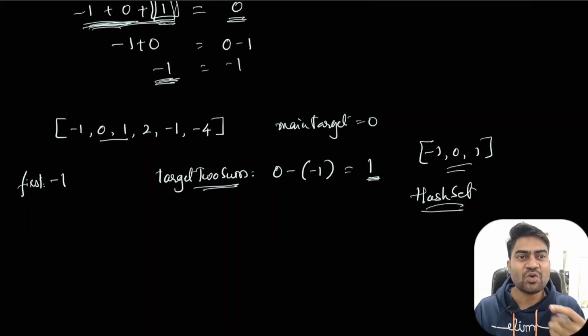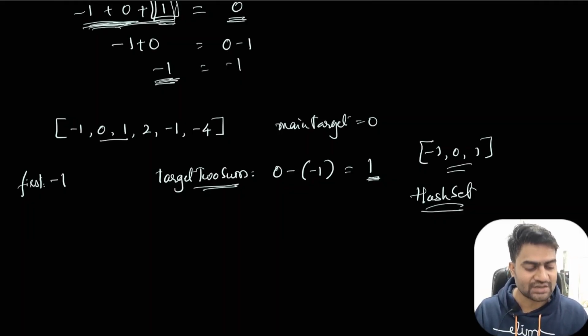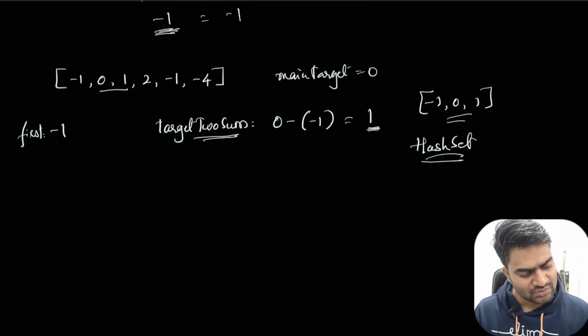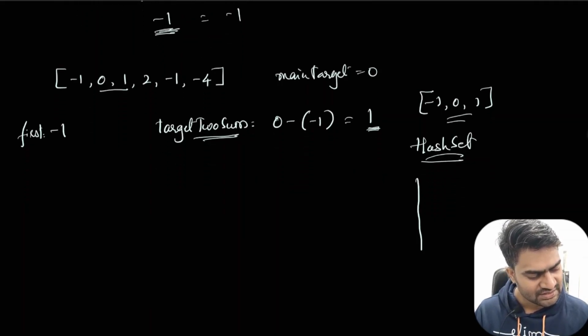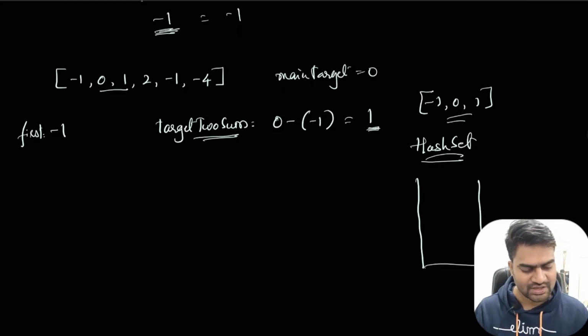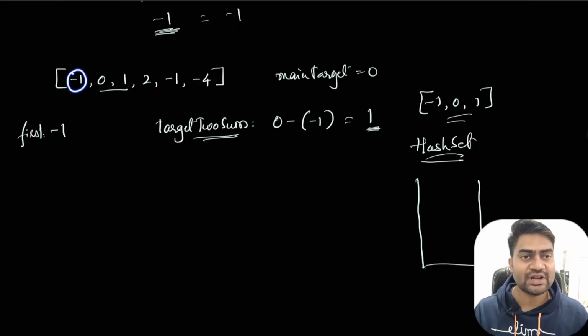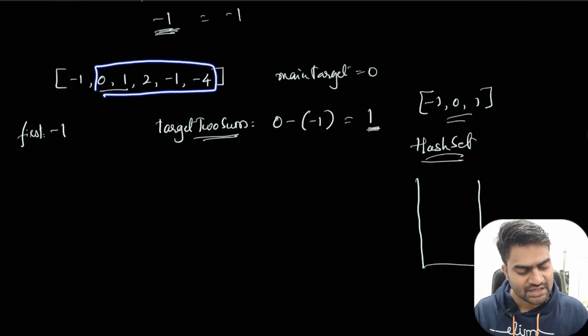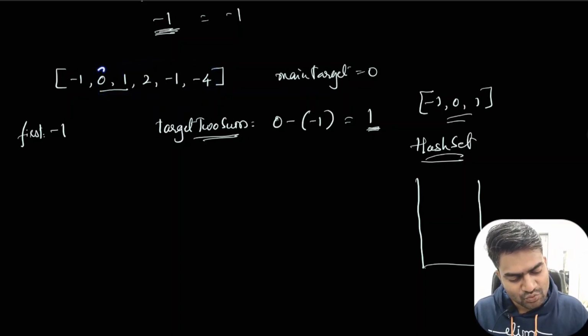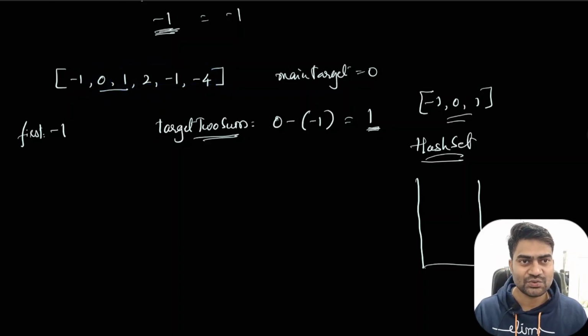So we will do a small modification on the two-sum problem, and we will use that here. Now I will take this hash set. I will consider this number as my first number initially, then I will find the two-sum in the remaining numbers. Then I will move to the next number, and in the remaining numbers I will try to find the two-sum solution.